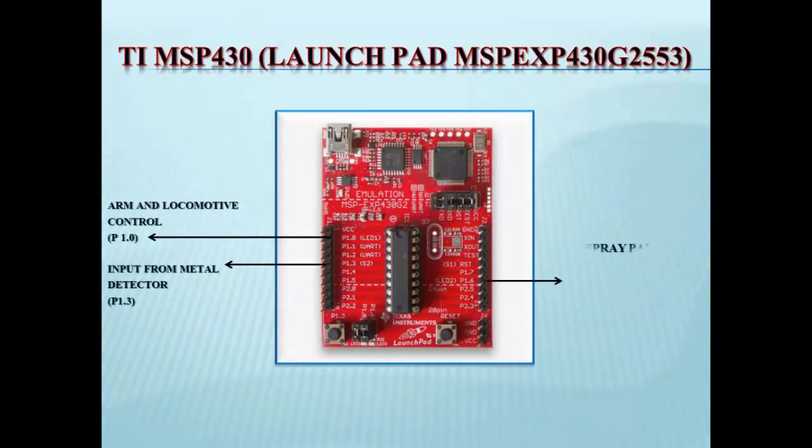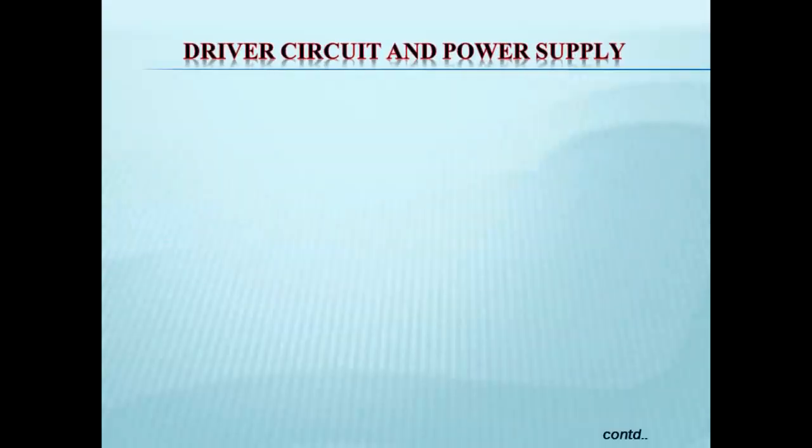TI-MSP430 Launchpad. The metal detector output is given to P1.3 pin as input to the Launchpad. P1.0 pin is used to control the arm and locomotive of the robot. P1.6 pin is given to the pump to spray paint for marking the landmine location.